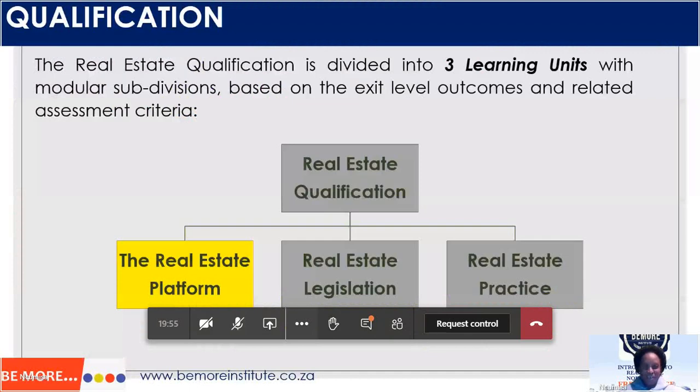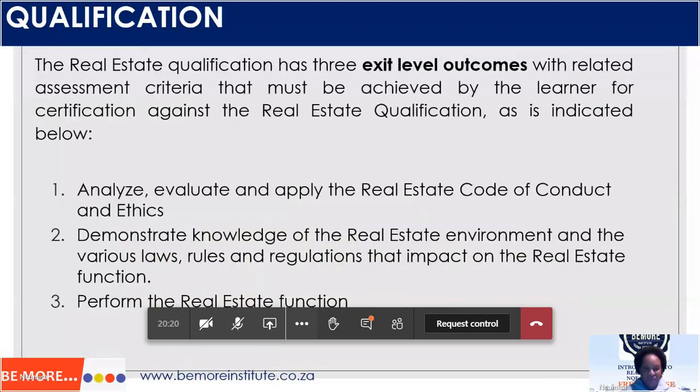This qualification is divided into 3 learning units: the real estate platform, the real estate legislation, and the real estate practice. This week, we'll be focusing on the real estate platform. The other 2 modules you will unlock when you register for the full course. I hope you enjoy the ride with us.